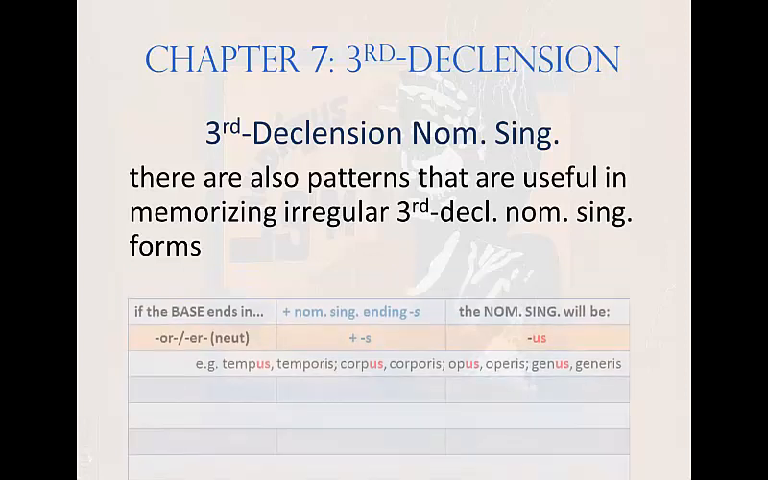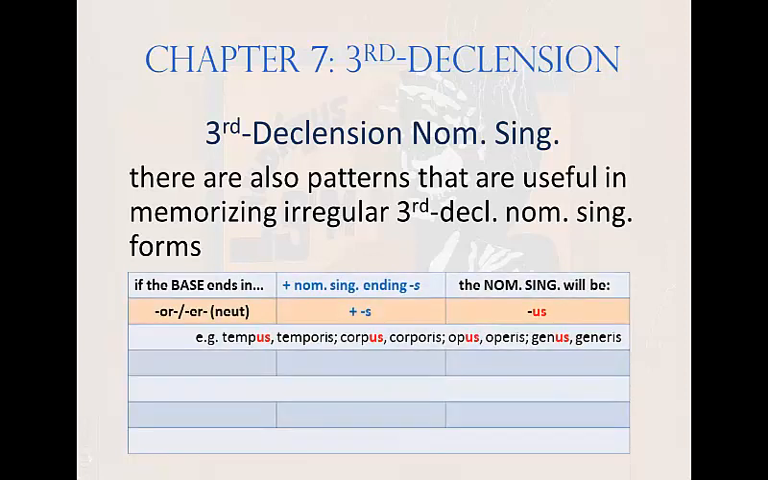If the word is OR or ER and is neuter, with S added, it will change to US. Remember, there's no ending being added here, so it's actually a different contraction from amor or labor, such as tempus, temporis, meaning time, corpus, corporis, meaning body, opus, operis, meaning work, and genus, generis, meaning sort or kind.